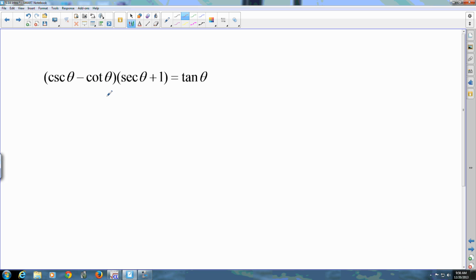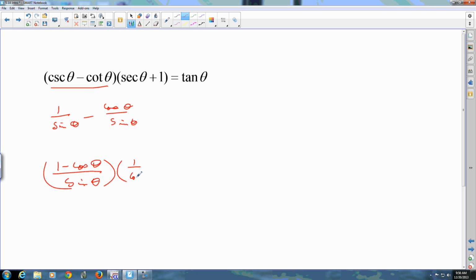This one, it's begging you to add them together. Sorry, multiply them together. But before you do, I would cache everything in for sines and cosines. 1 over sine minus cosine over sine. That's this first one. It has a common denominator, so bring them together: 1 minus cosine theta over sine theta. That's the first one, times the second one.